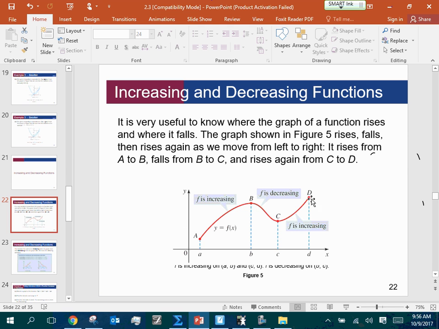D is what we call a global maximum. They're both maximums, B is a maximum and D is a maximum, but because this one is a larger y value than that one, we call that a global or absolute maximum. We'll talk more about that stuff a little bit tomorrow.